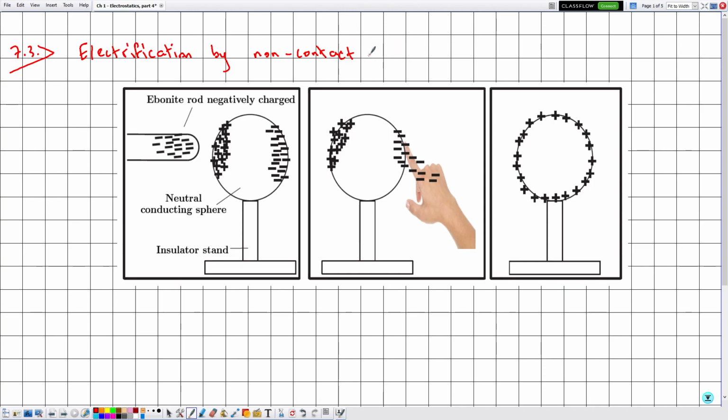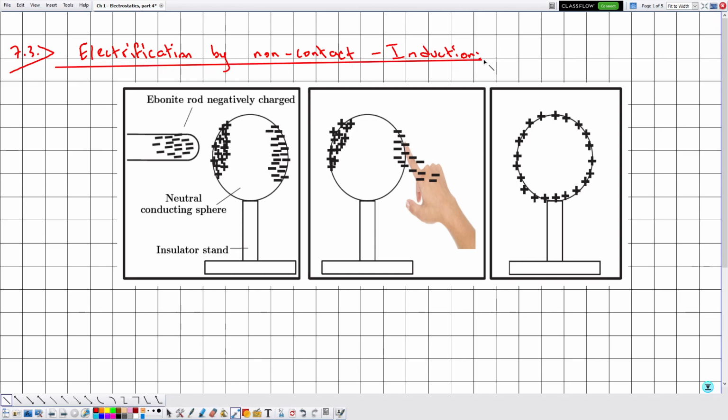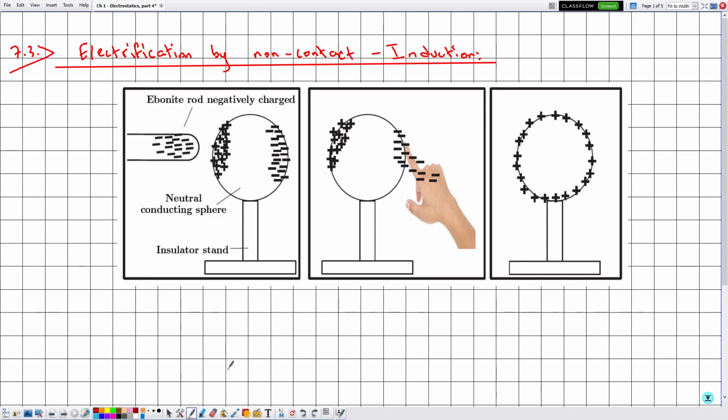And this is known as induction. Now previously we have seen that conductors can be charged by contact, not by rubbing. Now another interesting method of charging is charging by non-contact, which is induction. Now I'm gonna briefly explain the method, and I'm gonna write different statements.